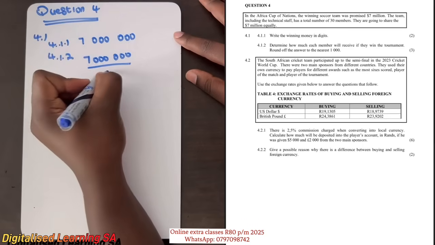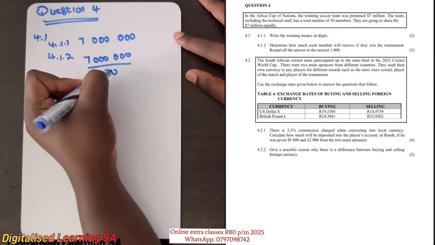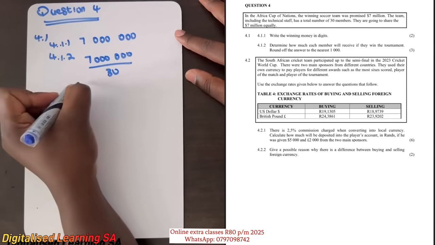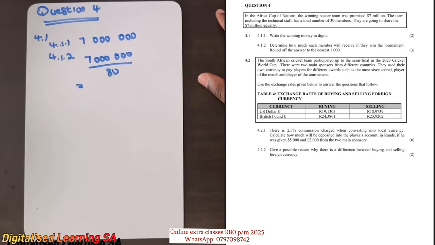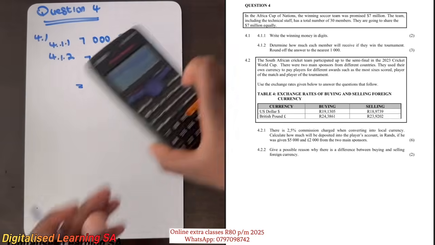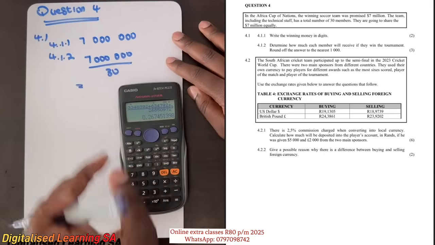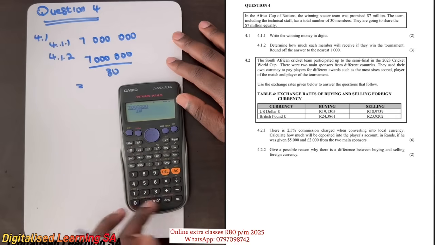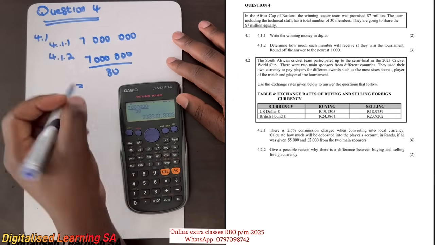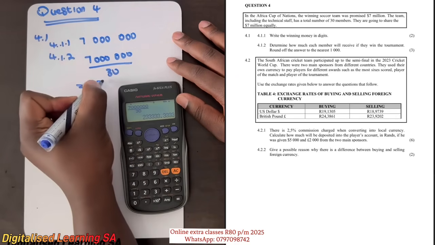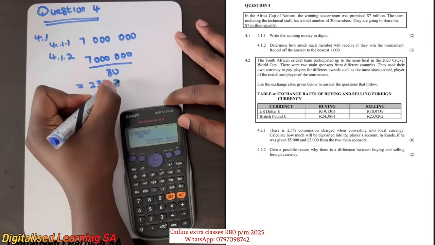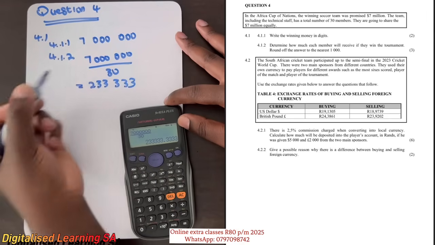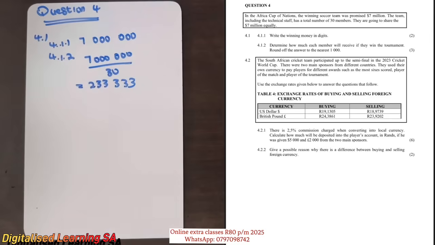So we are going to divide by 30. Yes, so we are going to take the 7 million and divide by 30. Okay, so now let's plug that into our calculator. So we are going to say 7 million divided by 30, and our answer will be 23333.